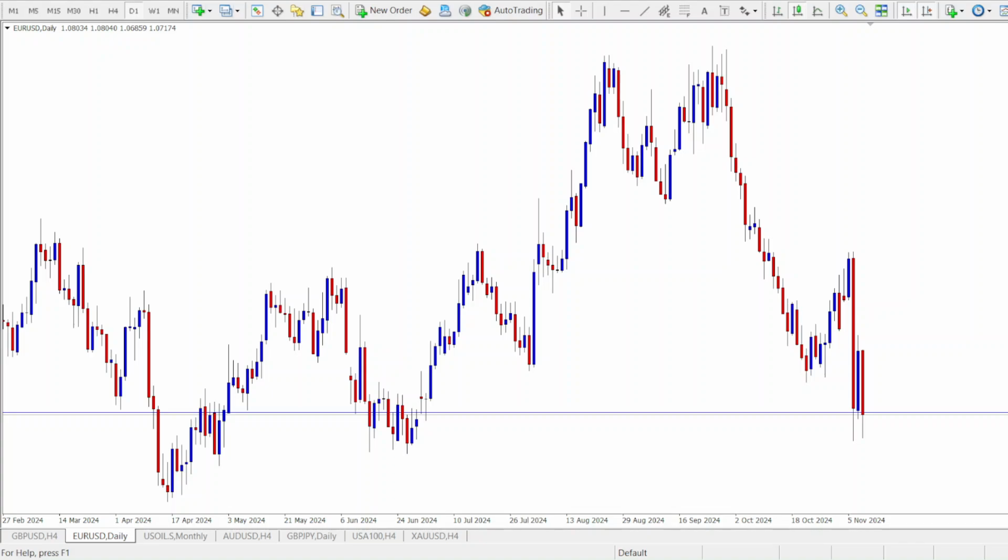Okay, so in this particular video we are going to be looking at one of the most popular indicators for traders, and that is none other than the stochastic oscillator. Specifically, we'll be talking about the best stochastic settings for the daily chart. As you can see, we are on the daily chart. This is the EUR/USD currency pair.